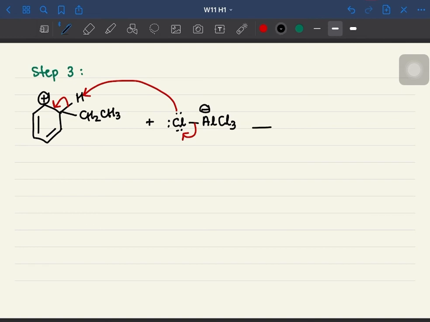So we'll get our final product of ethyl benzene. Don't forget your side product as well as the catalyst that has been regenerated. That's all for this chapter.